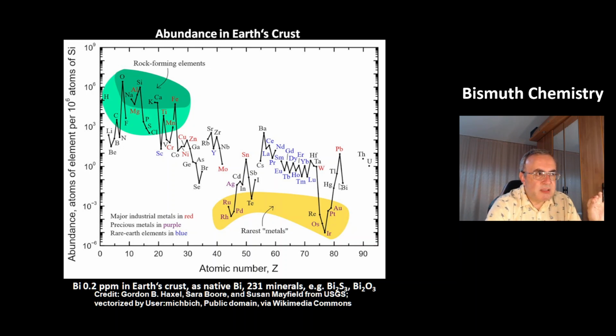You can see bismuth has about the same abundance as iodine, cadmium, silver. The concentration in Earth's crust is 0.2 parts per million. Bismuth exists in nature as native bismuth. And there are 231 minerals, for example, bismuth sulfide and bismuth oxide.